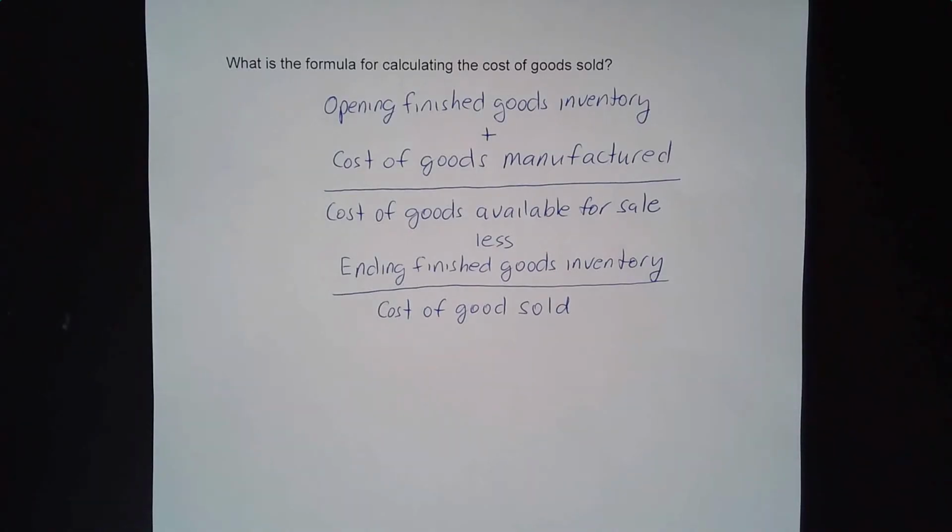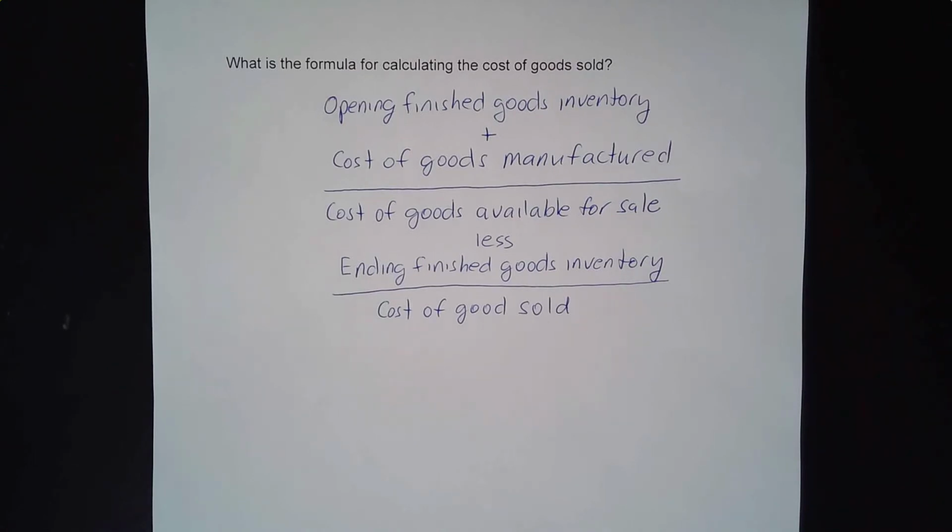Remember that the cost of goods sold was calculated by starting with opening finished goods inventory, adding in the cost of goods manufactured to get the cost of goods available for sale, the total value of all the finished inventory which is available for sale to customers during the period. We then deduct the ending finished goods inventory in order to calculate the cost of goods sold, the value of the inventory sold to customers during the period.